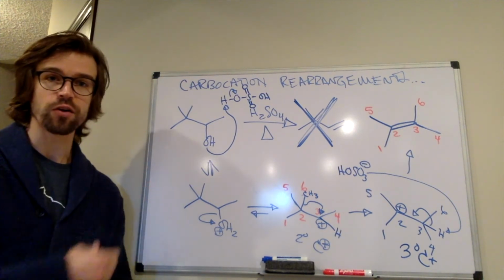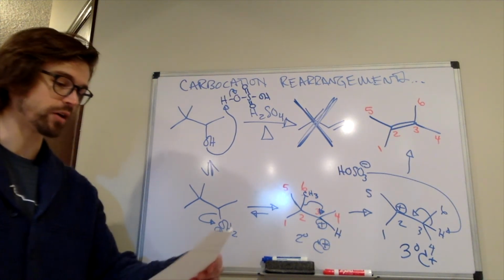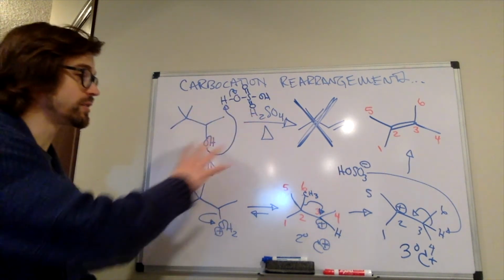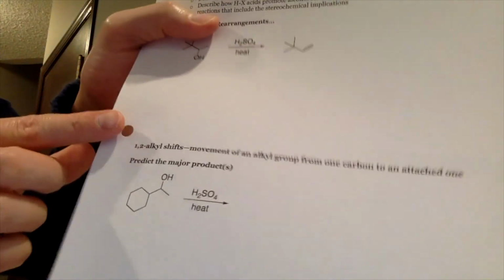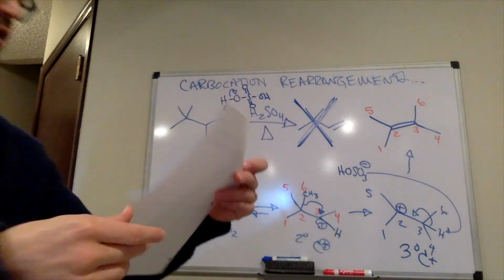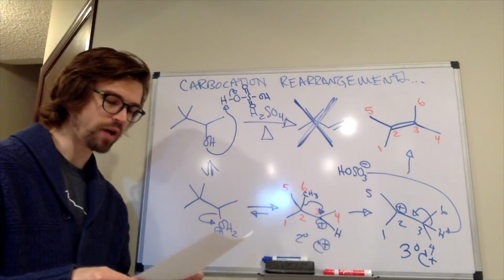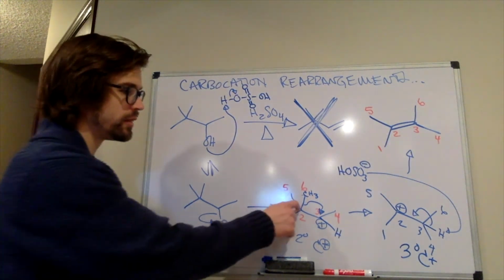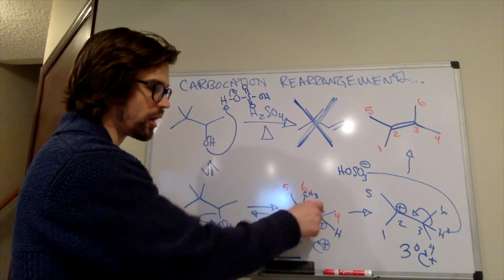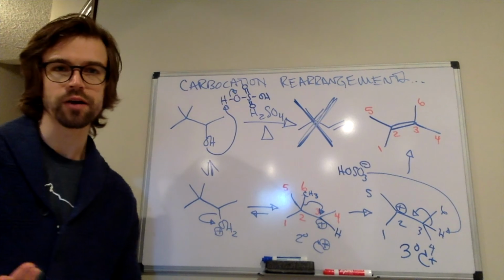So it's not just alcohol reactions, it's also the reaction of alkyl halides. What was this called? This is called a 1,2 alkyl shift, and I have it on the course notes right there. 1,2 alkyl shift, a movement of an alkyl group from one carbon to an attached one. So this alkyl group moved from that carbon to the attached one. That's what a 1,2 alkyl shift is.